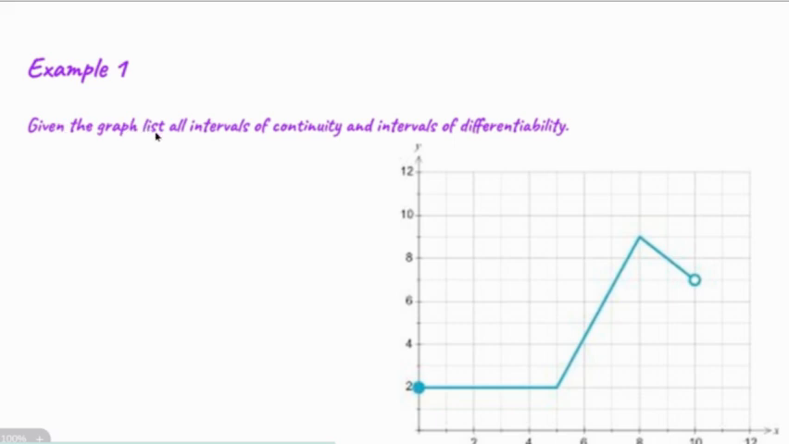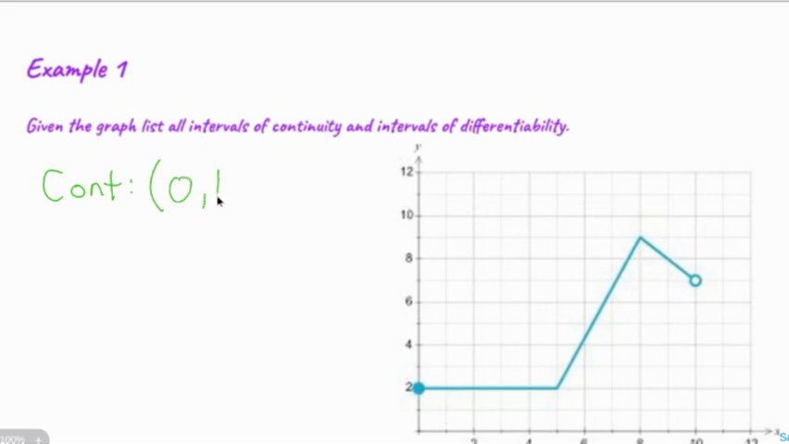Given the graph, list all intervals of continuity and intervals of differentiability. So we can see we start at 0 and we go to 10 uninterrupted. So our continuity is from 0 to 10. But we have these corners here that break up our differentiability. These are key points to look at when deciding if it's not differentiable.